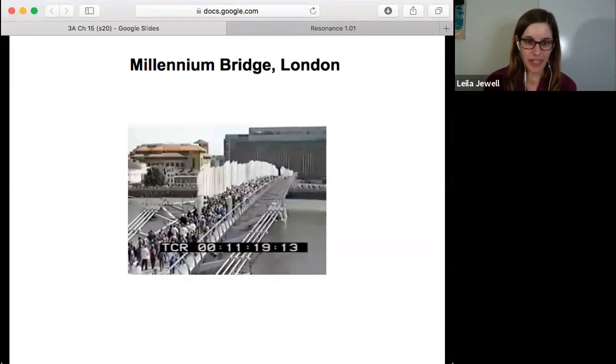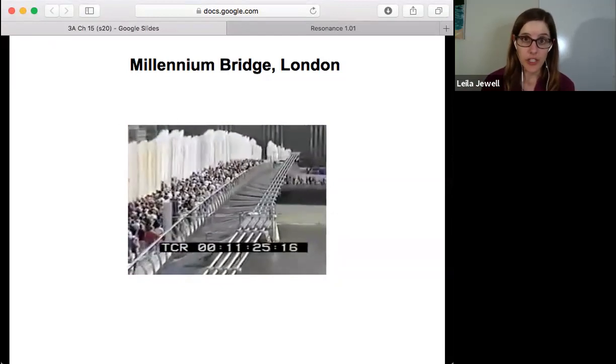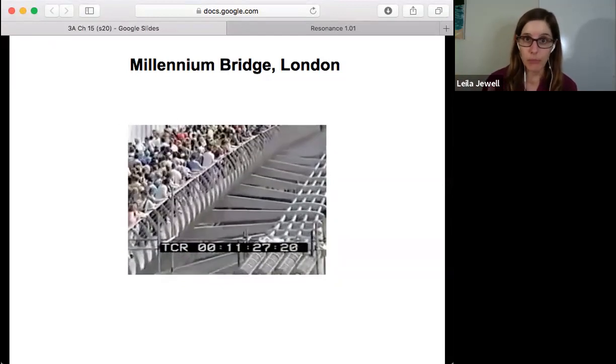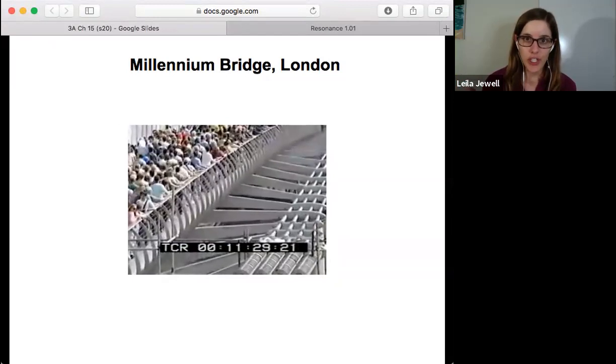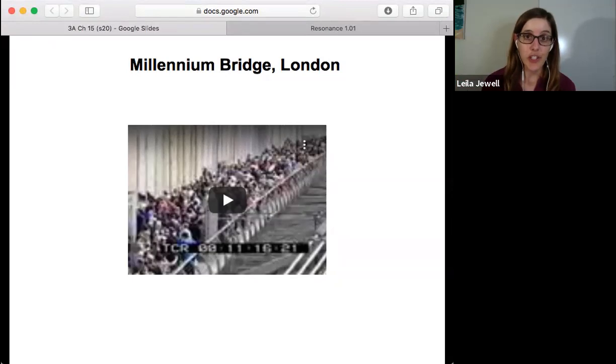They later went back and added more support structures to counterbalance it. But this is incidentally why in the military, if you're marching across a bridge, the military is instructed to break step, because they don't want everyone marching in step and creating a driving frequency that could create resonance. You don't want to break the bridge.